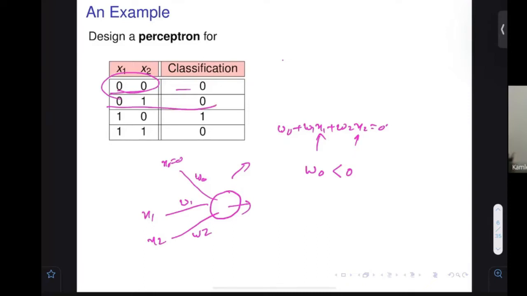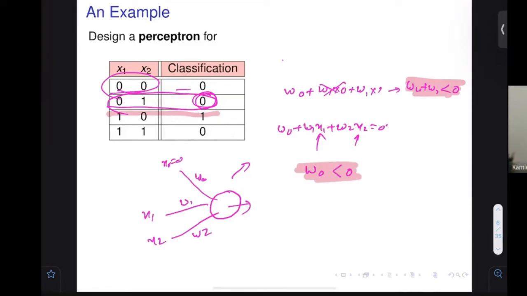If you consider the second one, it says w0 plus w1 into 0 plus w2 into 1, and because this vanishes, it becomes w0 plus w2 is less than 0, because you need 0 over here. This is the second condition, so we have two conditions.